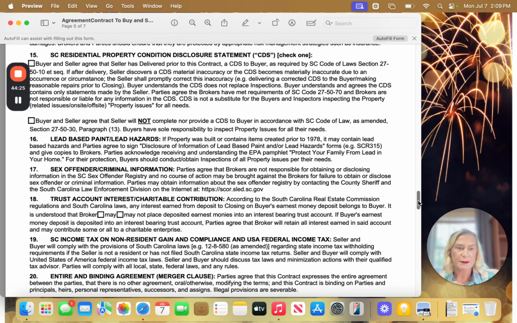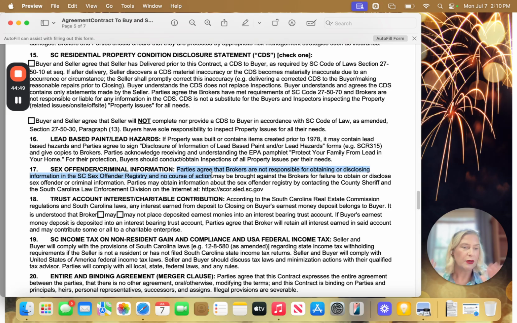Number 16, lead-based paint addendum. Make sure that if the home was created prior to 1978, that you have a lead-based paint addendum signed by all parties. An update on number 17 is the sex offender or criminal information. They did update to understand that all parties, which means buyer and seller, agree that brokers are not responsible for obtaining or disclosing any information in the South Carolina Sex Offender Registry.